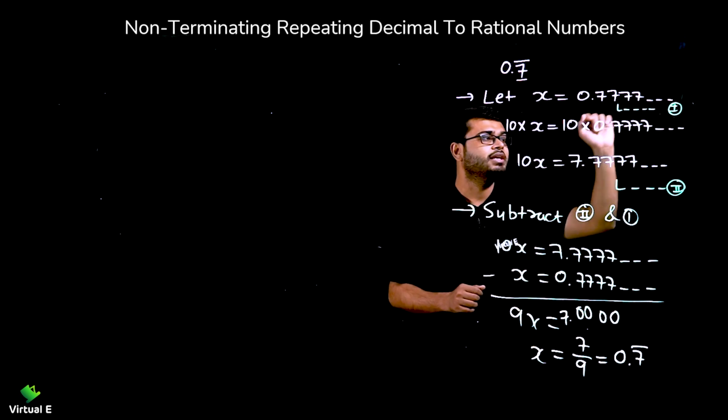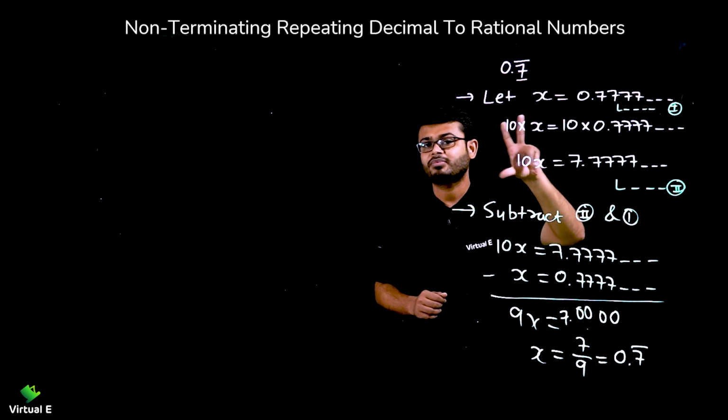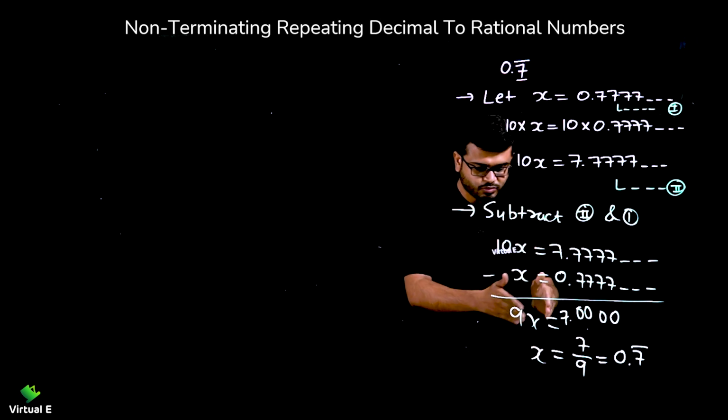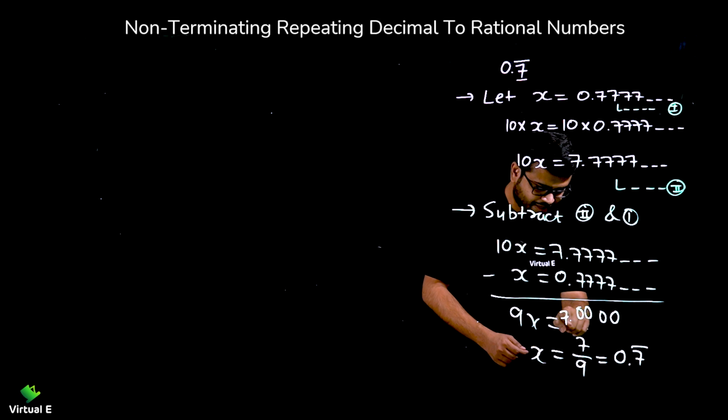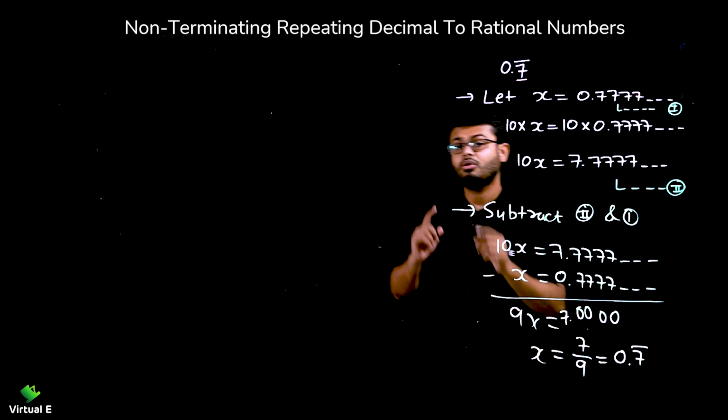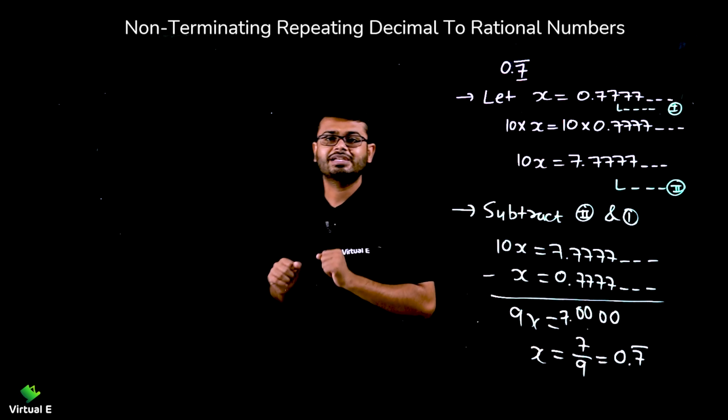Afterwards, give this relation 1, relation 2 and subtract these two relations. So this is what you get. Make sure that you get all zeros after the 7, or after whatever number. Then only you can say it is correct.